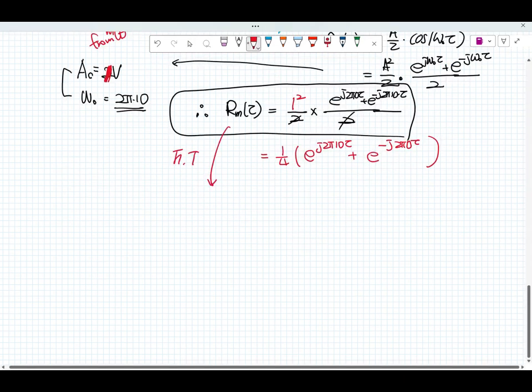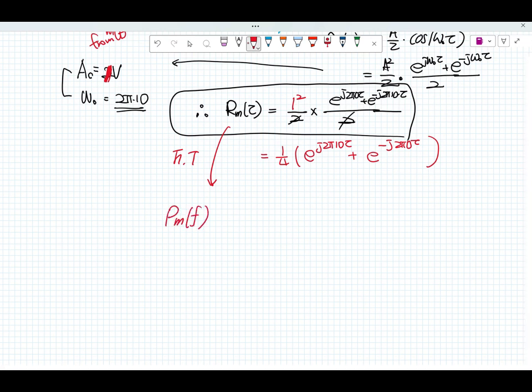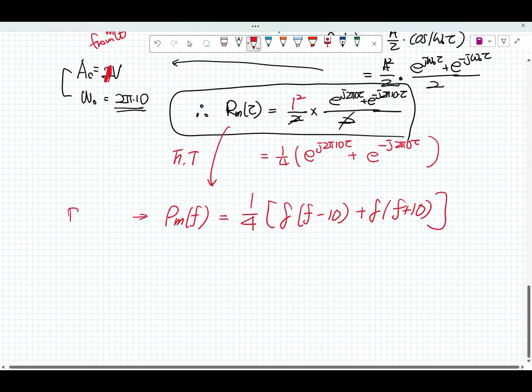Taking the Fourier transform gives the spectral density of m: 1 over 4, delta of f minus 10 plus delta of f plus 10. That is the PSD of m of t.